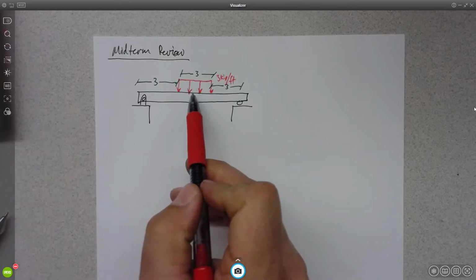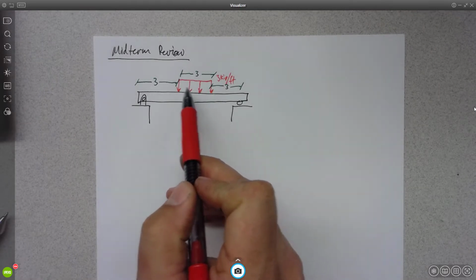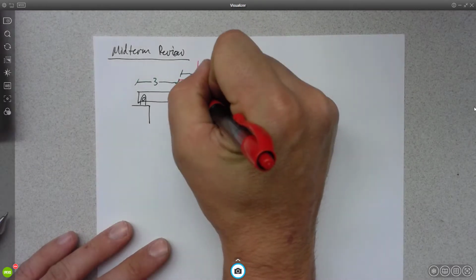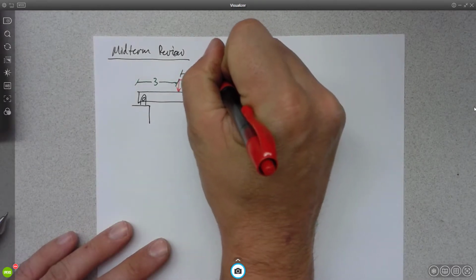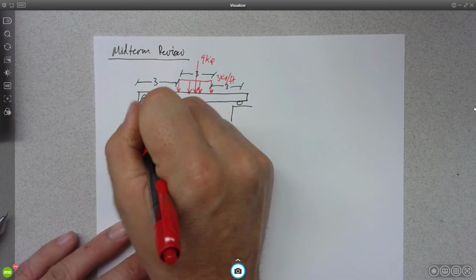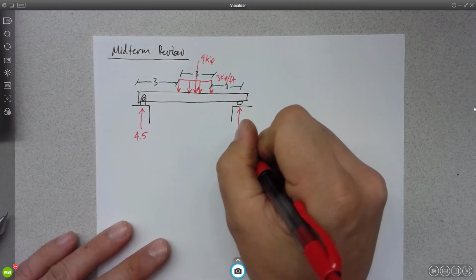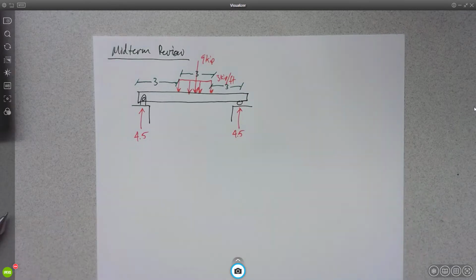What's the magnitude of this load? The total magnitude? 9 kip, right? 3 times 3 would give us one big load here that's 9 kip, which would then tell us we've got 4.5 and 4.5.